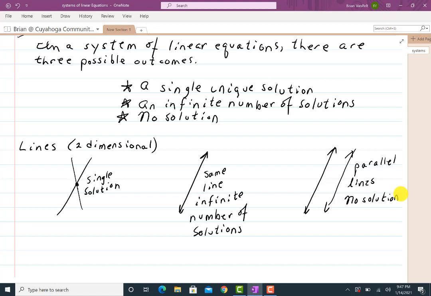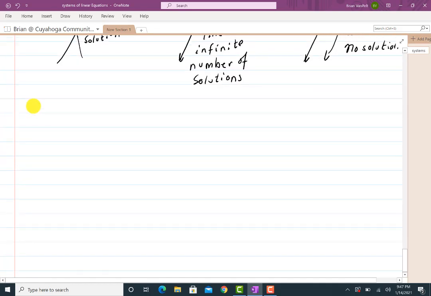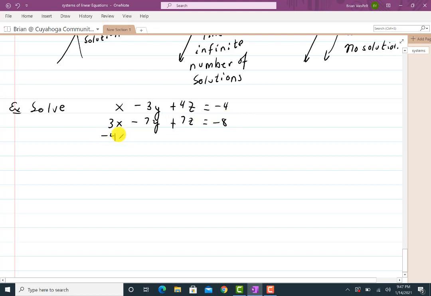Let's do some more examples to get more comfortable. Here we have x minus 3y plus 4z equals -4. 3x minus 7y plus 7z equals -8. And -4x plus 6y minus z equals 7. So once again, I'm going to go with the augmented matrix.